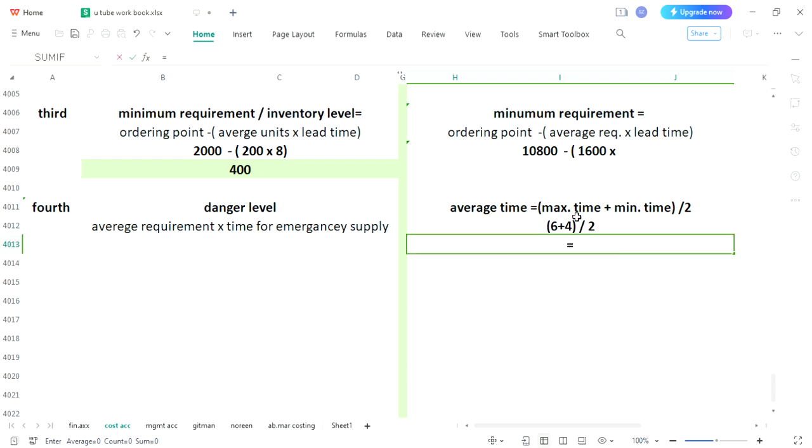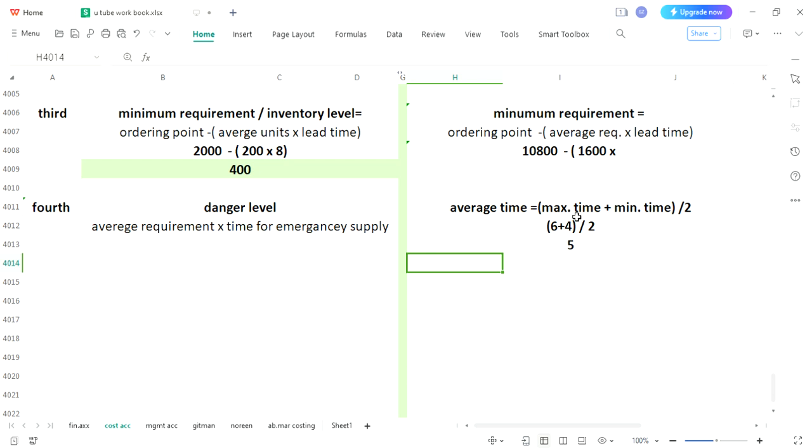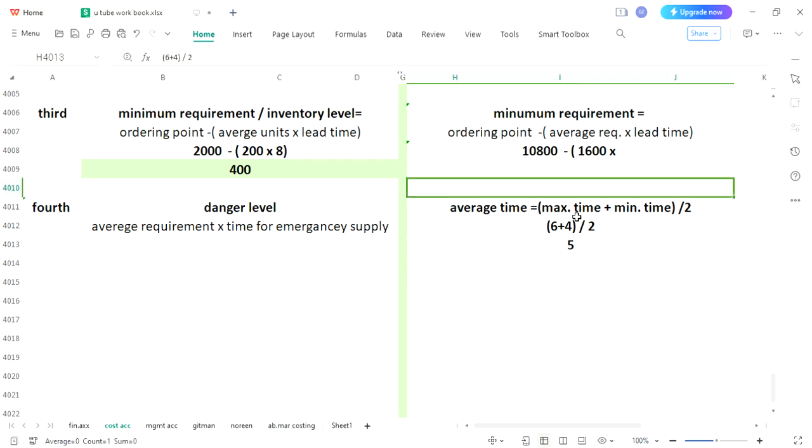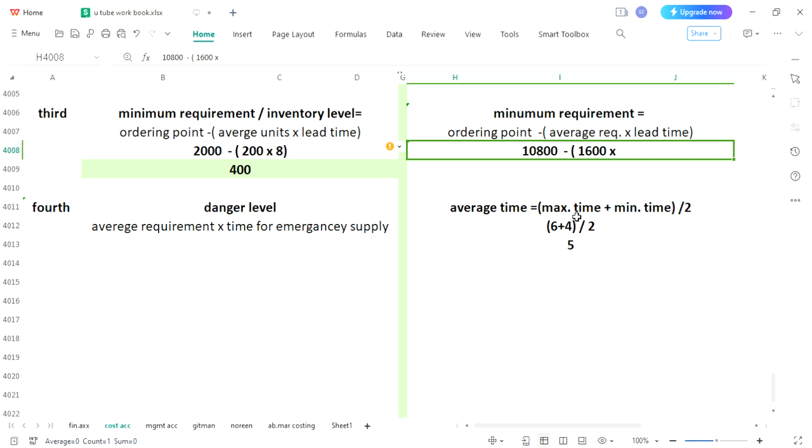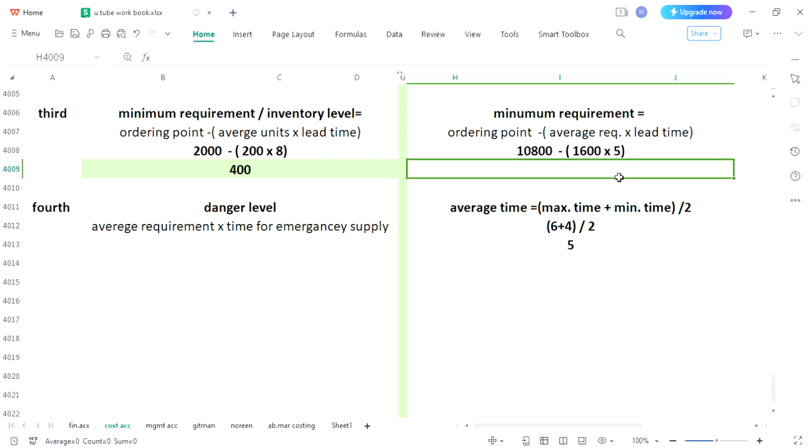Statement is completed, open your bracket. Now you can put your amounts in on the calculator. 6 plus 4 divided by 2, so we have our average time, which is 5. Since we have got this average time, we are now able to put it in our formula, where average requirement was needed to be multiplied by lead time. Lead time was not present in the question. You have calculated the average time yourself, which is 5. Close your bracket. Statement completed. Now we can calculate it.